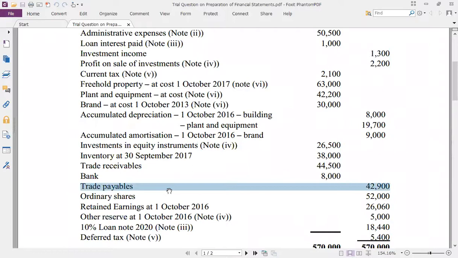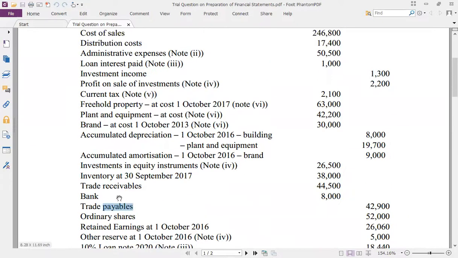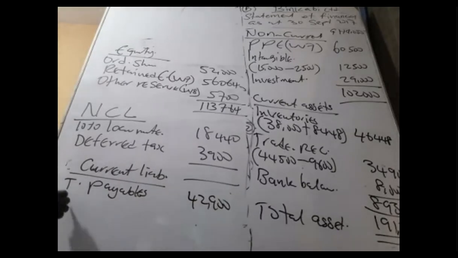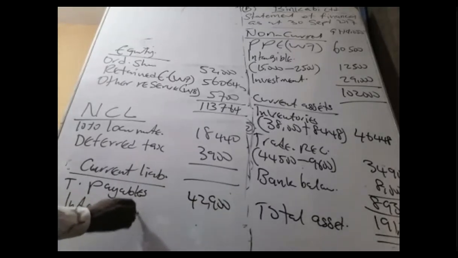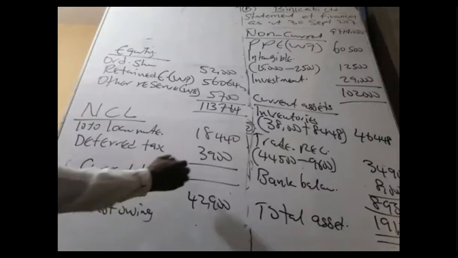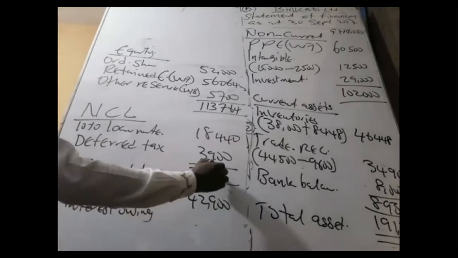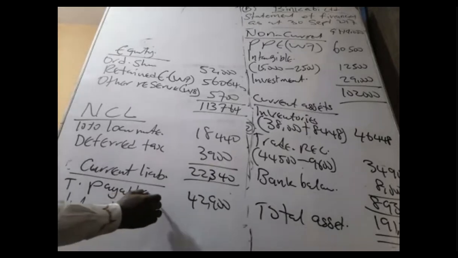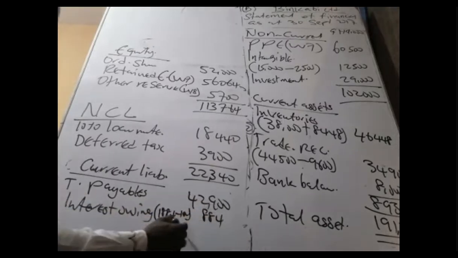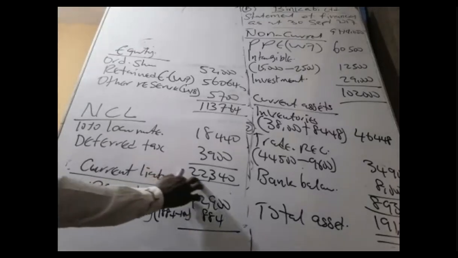Let's look at the trade payable. The trade payable is 42,900. And add the interest owing. The interest owing we have, you open a bracket, 1,884 minus 1,000, so it is 884.